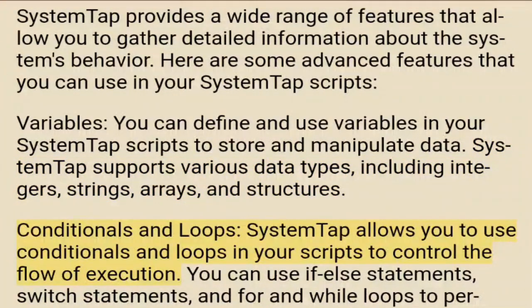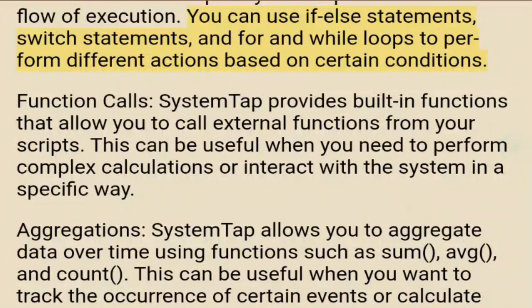Conditionals and loops. SystemTap allows you to use conditionals and loops in your scripts to control the flow of execution. You can use if-else statements, switch statements, and for and while loops to perform different actions based on certain conditions. Function calls. SystemTap provides built-in functions that allow you to call external functions from your scripts. This can be useful when you need to perform complex calculations or interact with the system in a specific way.